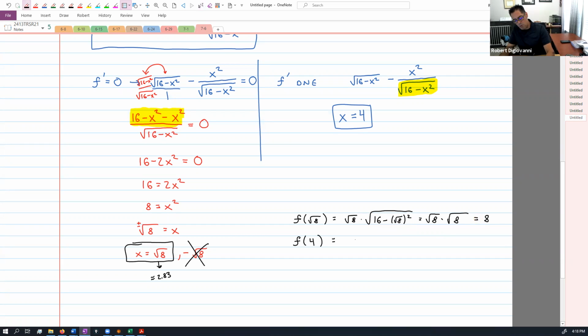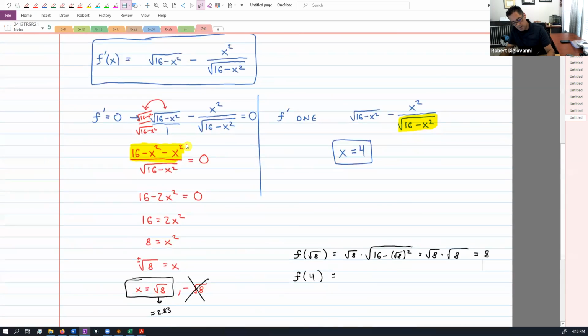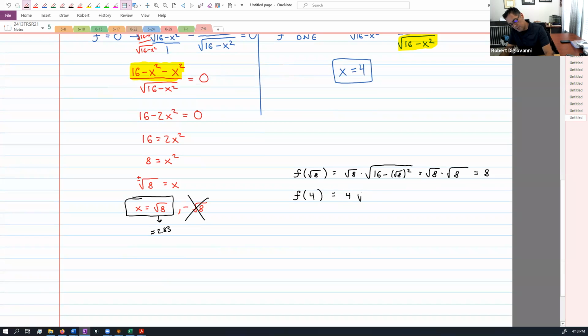And then we have to plug in 4. So if we plug 4 into this, we're going to get 4 times the square root of 16 minus 4 squared. But 4 squared is 16, so 16 minus 16 is 0. This whole thing should be 0.